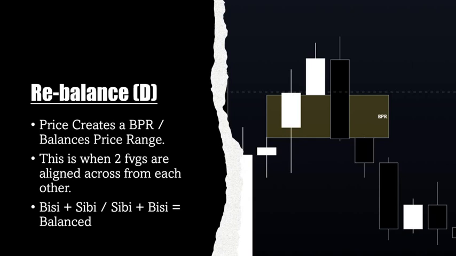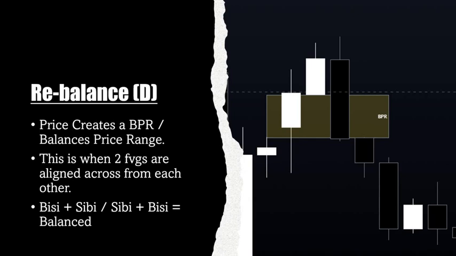So looking at the example, we have a BISI and we have a SIBI. So if we have a buy side imbalance, sell side inefficiency, and we have a sell side imbalance, buy side inefficiency, there are two opposite imbalances of each other. So one imbalance plus another imbalance creates balanced price. So because price is balanced here, price is going to be more attracted to this BPR than it is a regular fair value gap. So price is more attracted to rebalancing balanced price than it is to rebalancing imbalanced price.